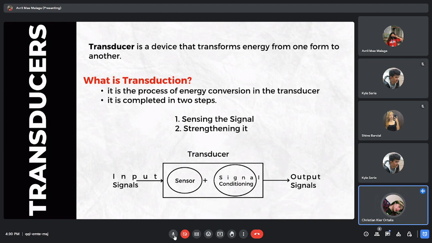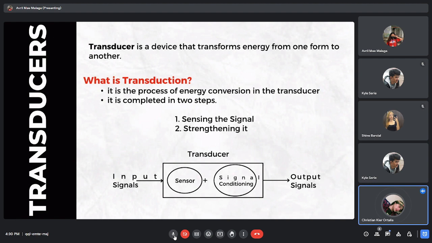We already discussed sensors in my example. Let me explain the difference between a sensor and a transducer. The sensor we discussed earlier converts a physical quantity into electrical form, while a transducer converts one form of energy into another form of energy. So the output of a transducer is not necessarily electrical. What is transduction? Transduction is the process of energy conversion in the transducer.